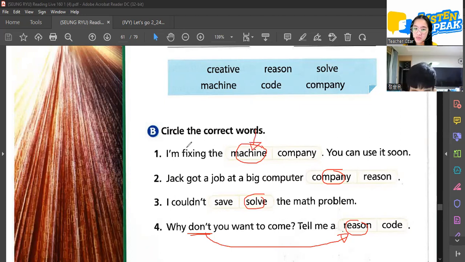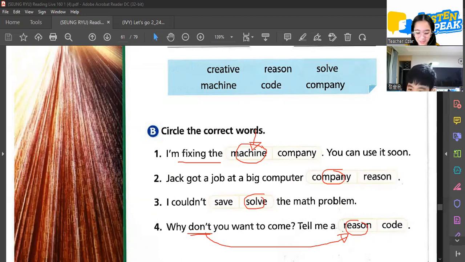So as you can see, someone is fixing the machine and you can use it soon. So machines are those things that we can use, especially inside our house. Those machines are really helpful when it comes to living because it makes our life easier. For example, a washing machine. A washing machine is used to wash our clothes. Do you know washing machine?